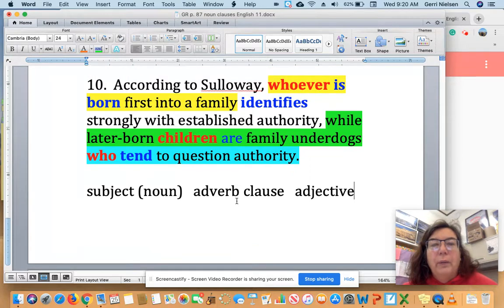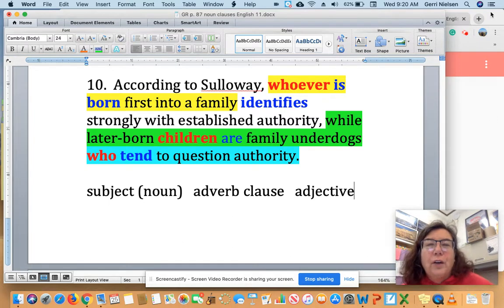So that's a really, really complicated sentence with a prepositional phrase, a noun clause, the independent clause stuck in the middle, depending on the dependent clause for its subject, an adverb clause, and an adjective clause. That is like college level stuff. Yay. And that's it for noun clauses.